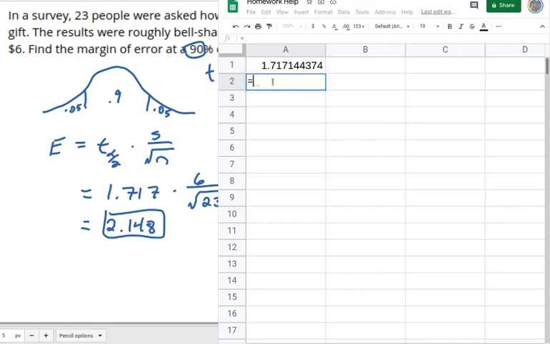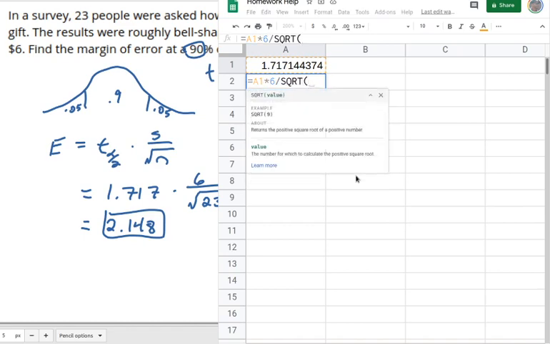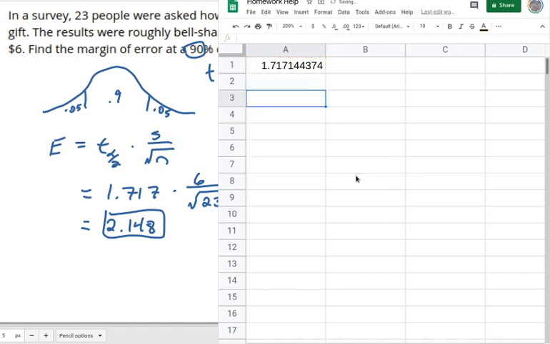All right, and then I could come over here and run my margin of error formula. I'm going to point to where I have my critical value, that's my 1.717, and then multiply times 6 and divide by the square root of 23, which gives 2.148. And that's my margin of error.